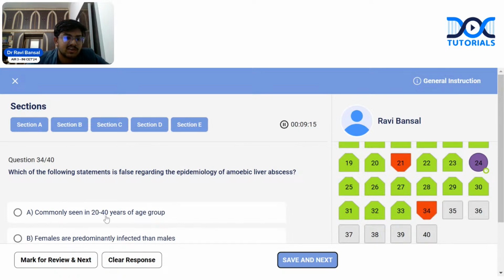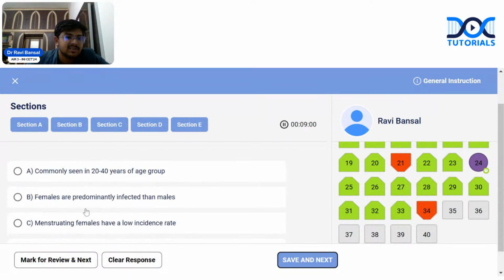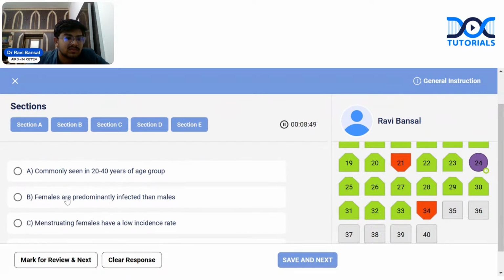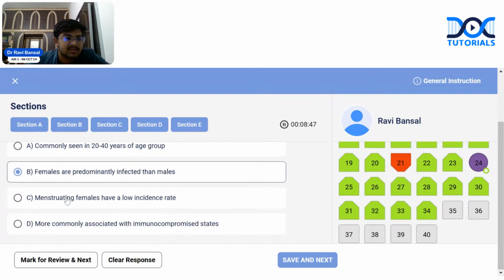So commonly seen in the 20 to 40-year age group. Amoebic liver abscess, like we see in this age group, a younger age group than its counterpart, bacterial liver abscess. Females are predominantly infected than males. This is wrong. Amoebic liver abscess is more seen in alcoholic males. I have seen so many patients in my internship. I don't think females are predominantly infected compared with males.